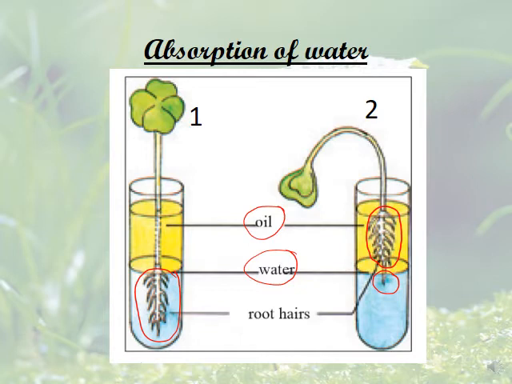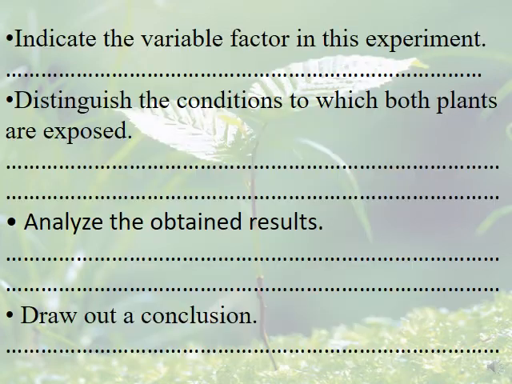Here, the variable is the position of the root hairs. The root hairs in plant 2, which died, are found inside the oil, while in plant 1, which survived, they are placed in water. So let's move to these questions. Indicate the variable. Distinguish the conditions to which both plants are exposed. Analysis, drawing out a conclusion.